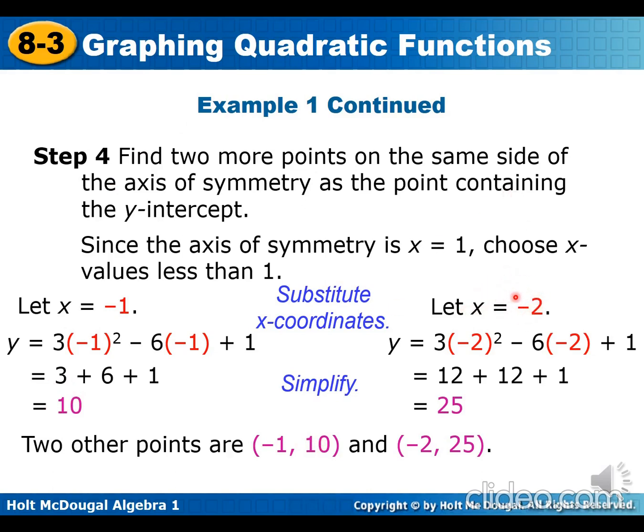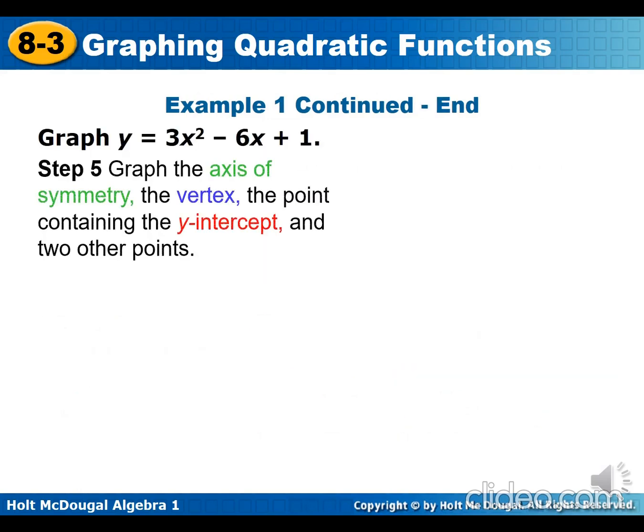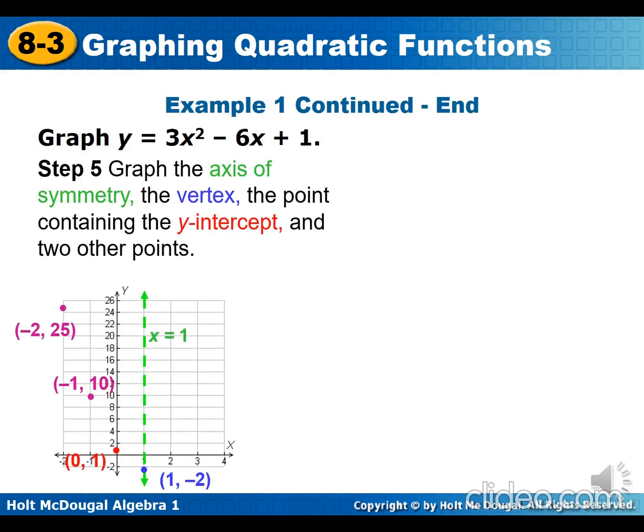You can use any 2 different values of x you want. Then the answer will be 25. And here we go. Here's the second point. Now, what do I have? I have the y-intercept, and I have 2 points, and I have the axis of symmetry. So what we need to do now is to plot them on the coordinate plane. Once you put these points, there will be only one option for the parabola to go.